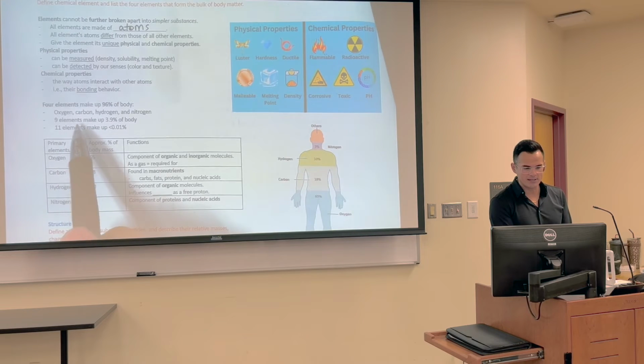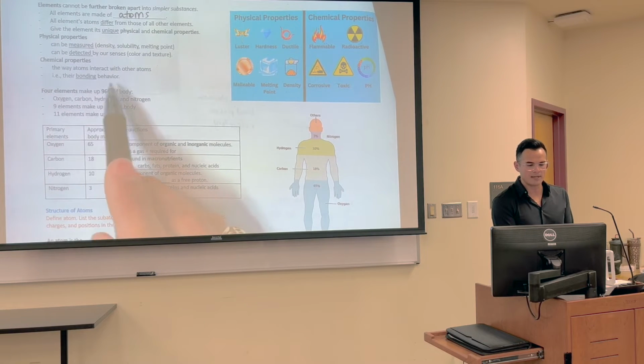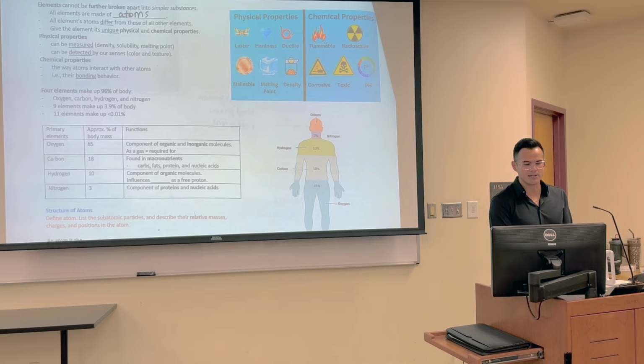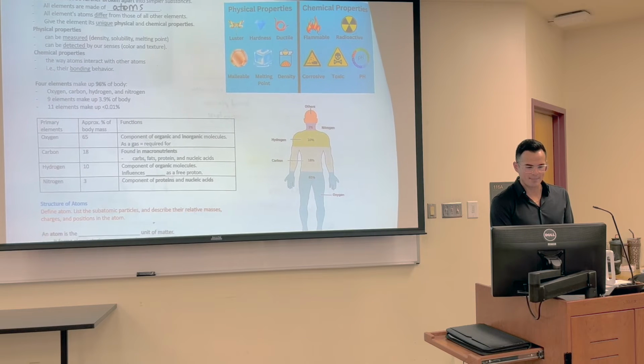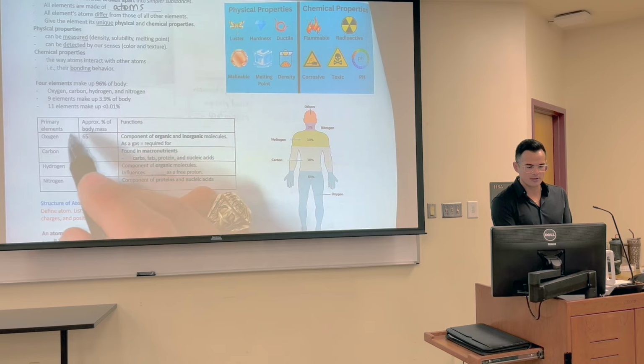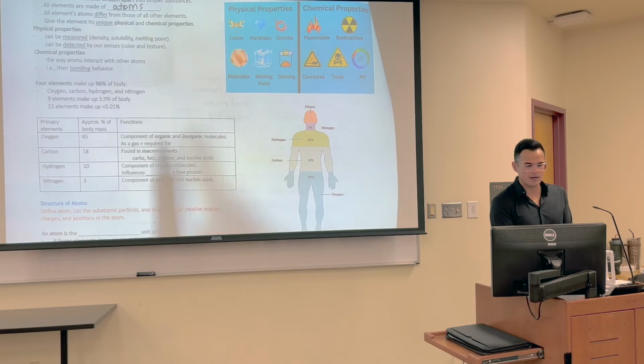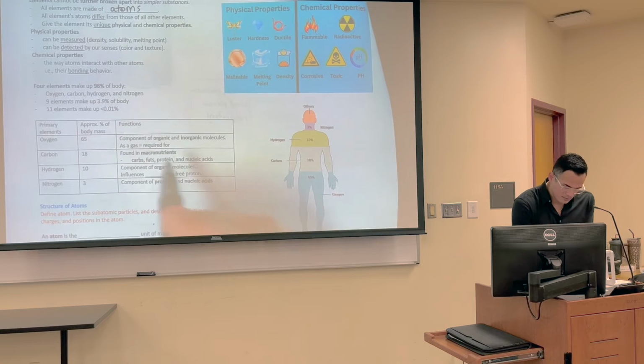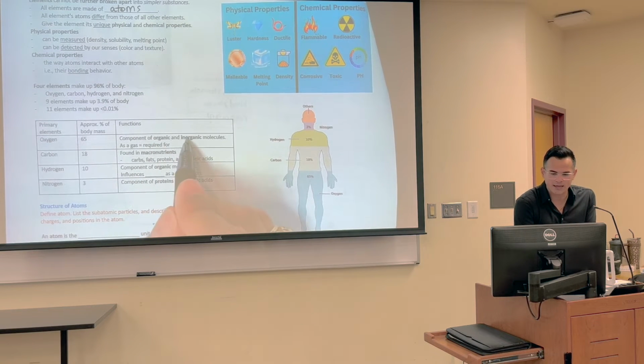There's 4 elements in the human body that are going to make up 96% of our body mass. And so I have it listed in order: oxygen, carbon, hydrogen, nitrogen. Where these elements are going to be found here, what they're involved with, it's a component of organic and inorganic.